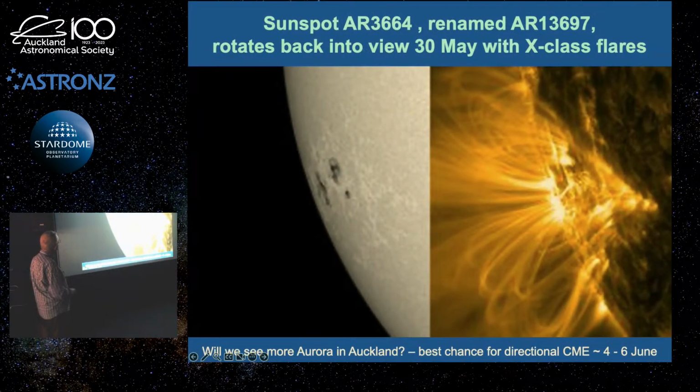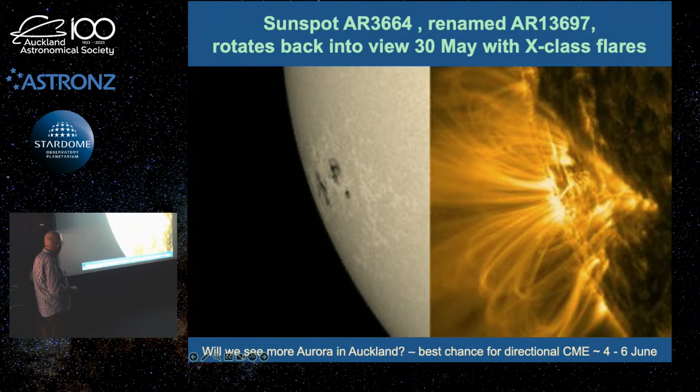Now, coming up, it's been around the far side of the sun. It's coming back into view again, and it's been renamed Active Region 13697. So that's the one to look out for. It came back into view just on the 30th of May. That was Thursday, wasn't it? Yeah. And it was very active, giving out plenty of X-class flares.